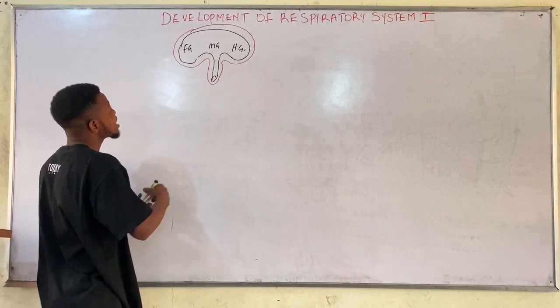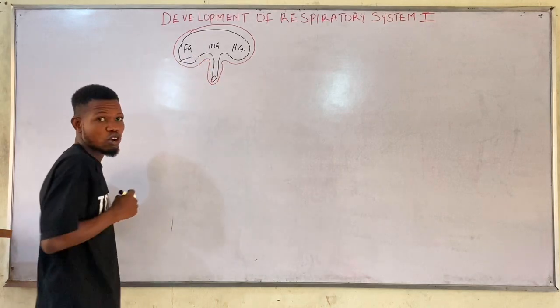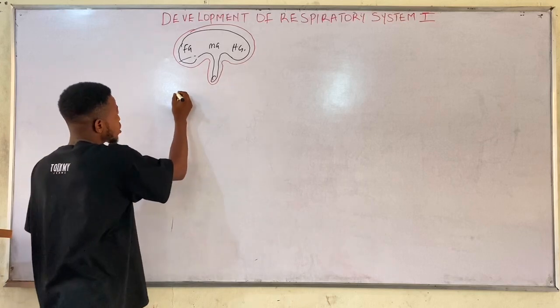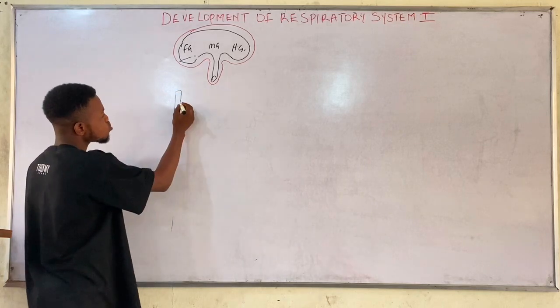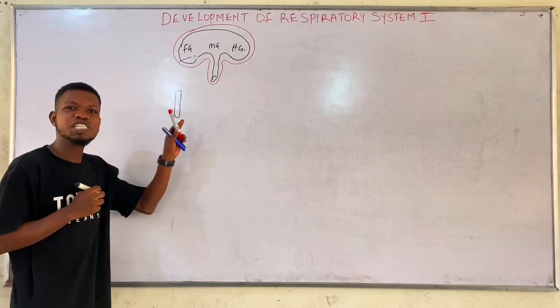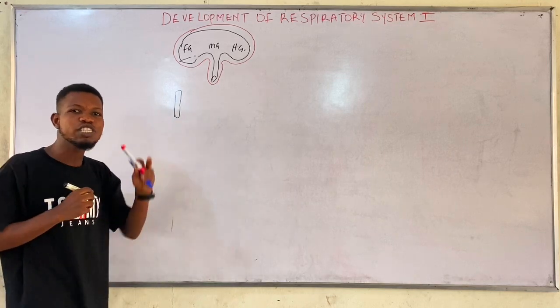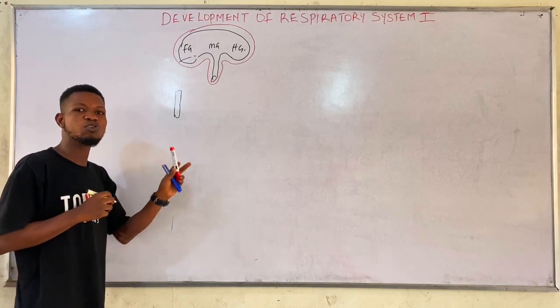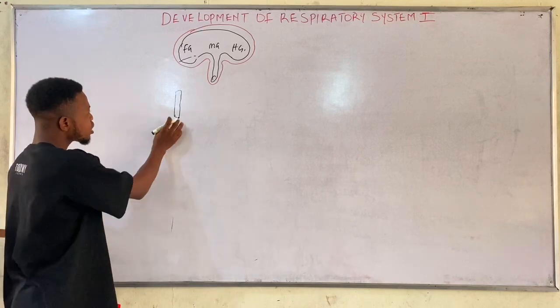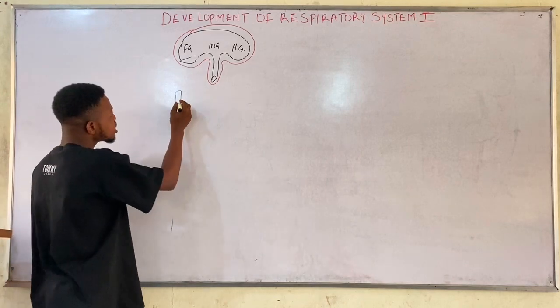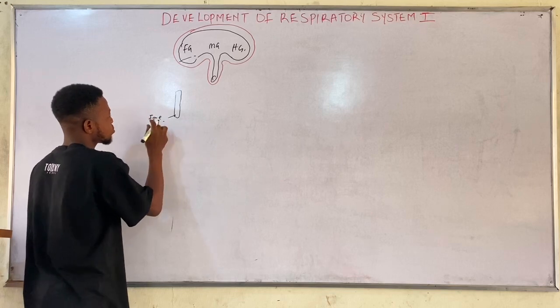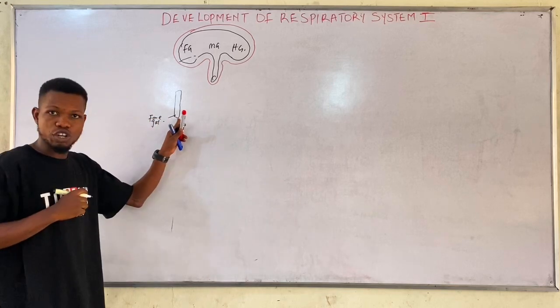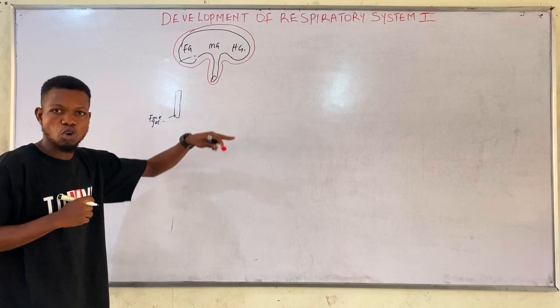Let's take a transverse section of the foregut. This is how it will look. So this is the foregut. I'm going to be explaining development of the respiratory system in 2 views: the lateral view and the anterior view. So let's say this is the lateral view now. This is the foregut. Now from the foregut, an endoderm bulges off.